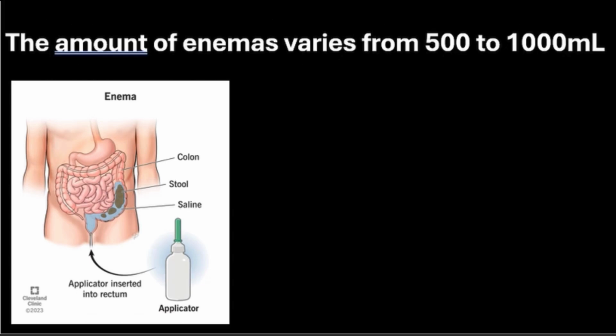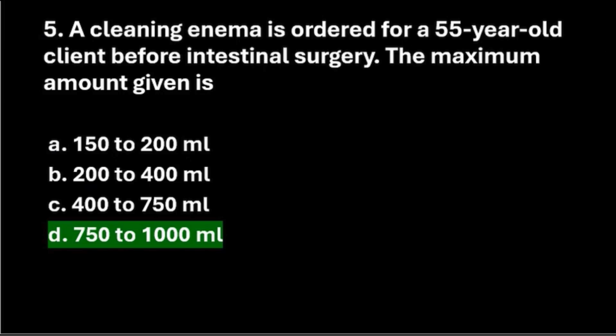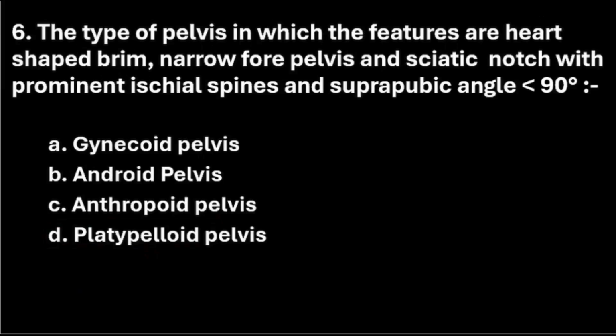The amount of enema varies from 500 to 1000 ml. So, in this option, the closest range is given here, 750 to 1000. So, this is the most appropriate answer here. Let us go to the next question.